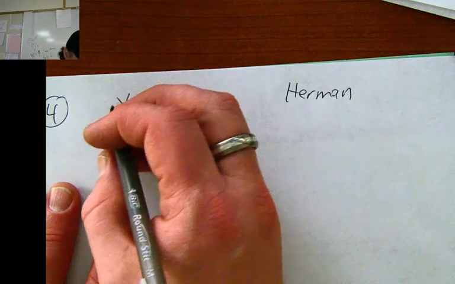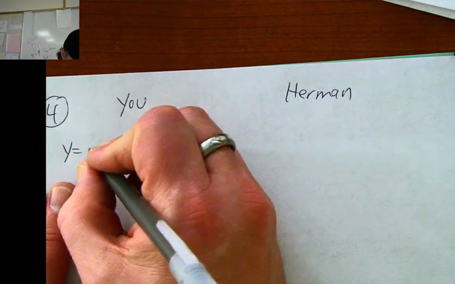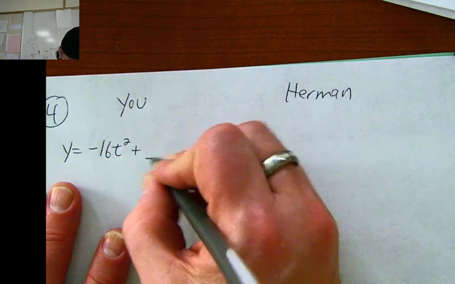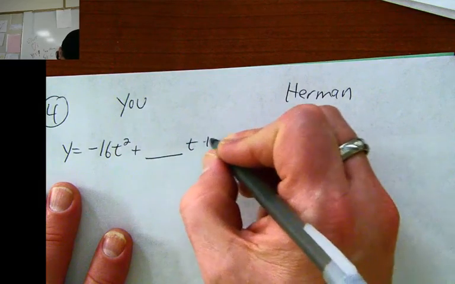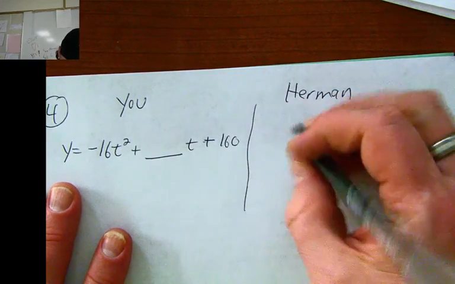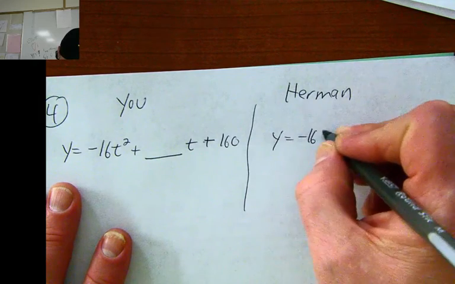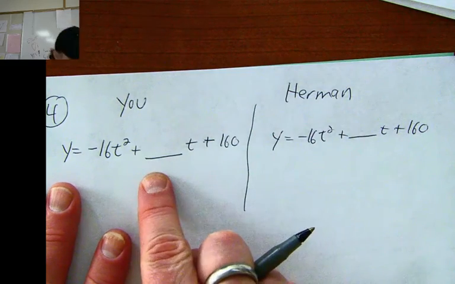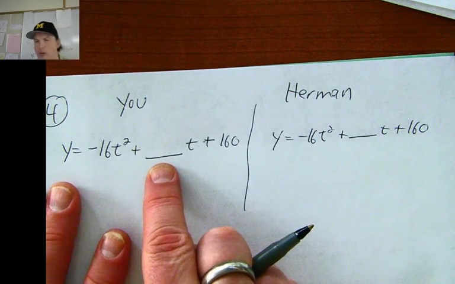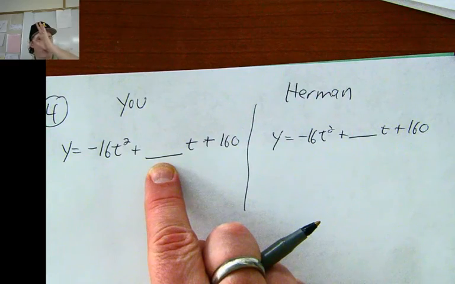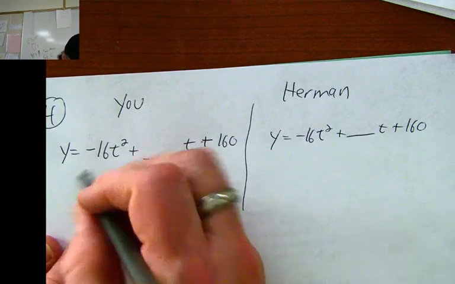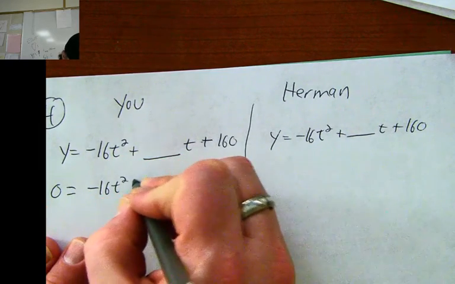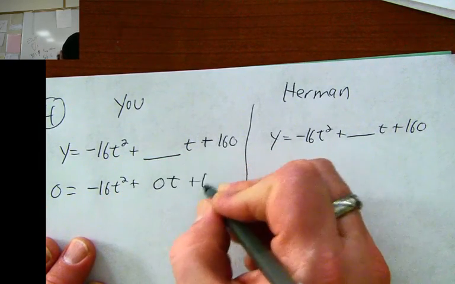Anyway, there is you, and then there's your friend Herman, and you're both throwing from the height of 160 feet. So for both people, the equation would be y equals negative 16t squared plus something t plus 160. Now, in your case, you are dropping the book, which starts with a 0 velocity. And I want to know how long it takes to hit the ground, so it's going to be 0 equals negative 16t squared plus 0t plus 160.